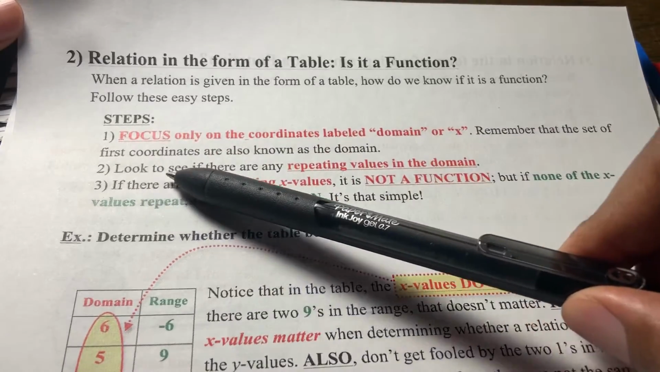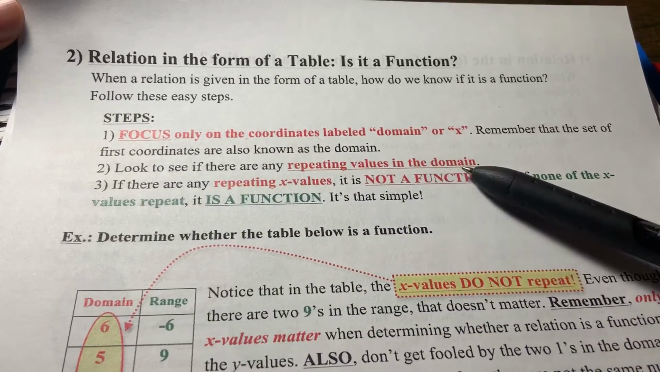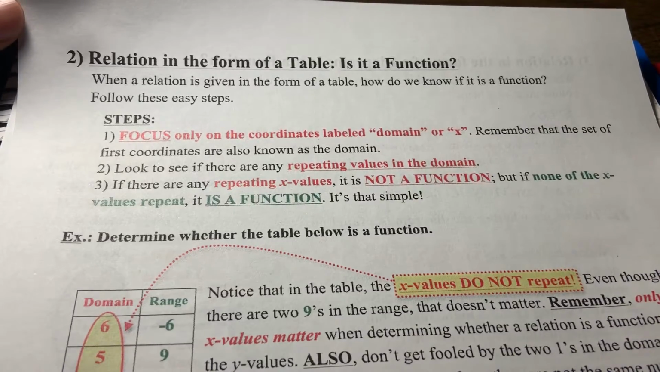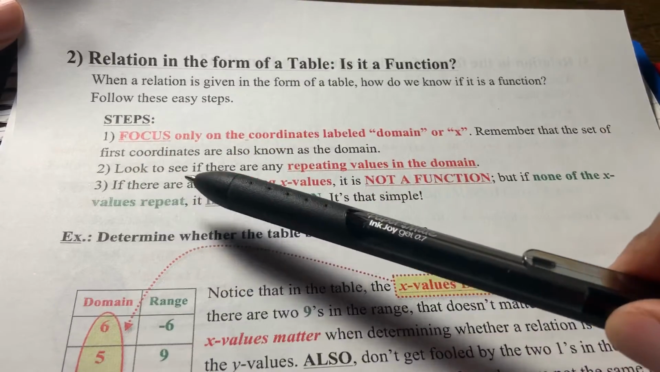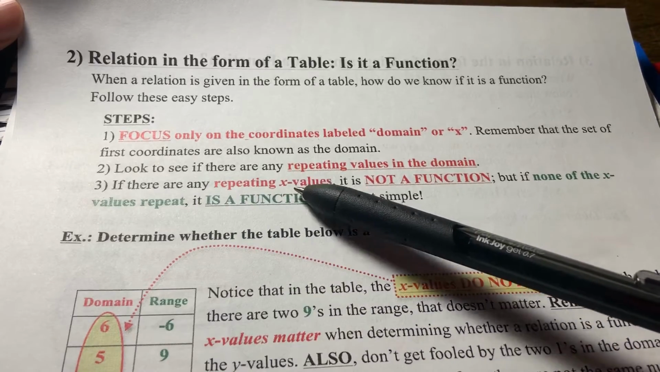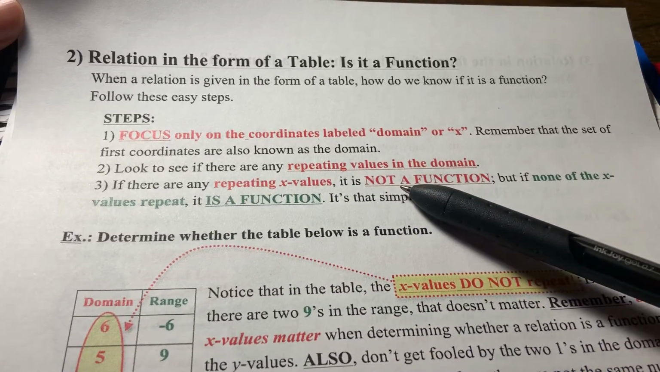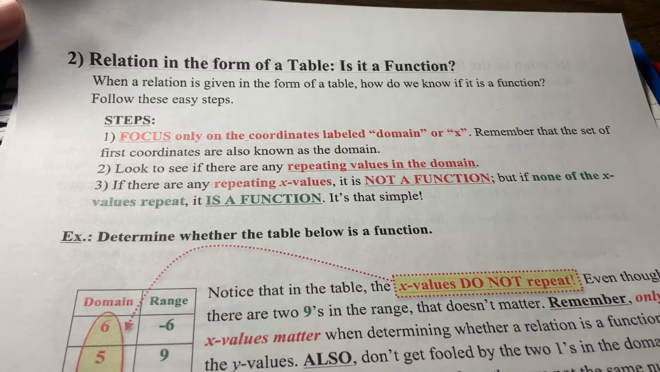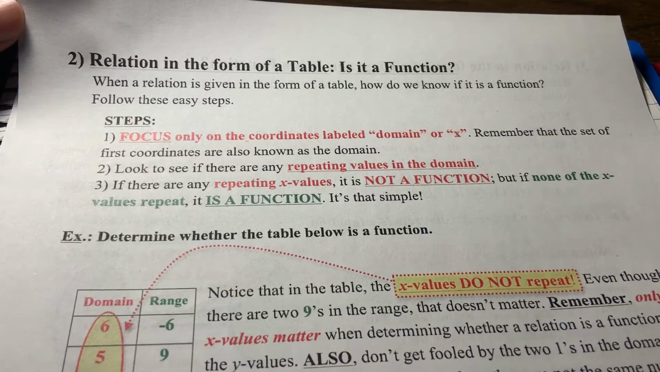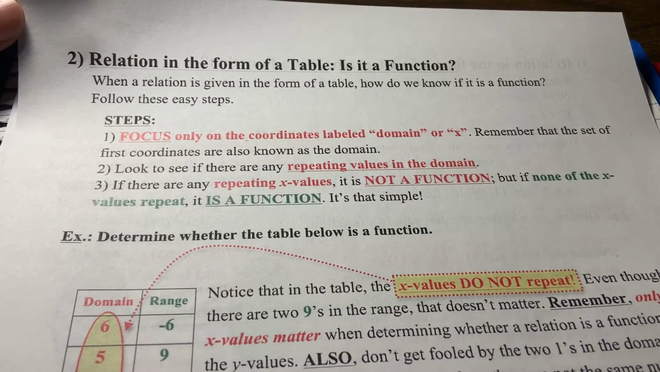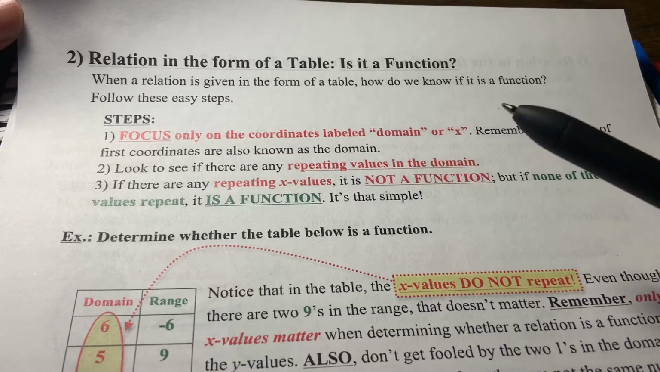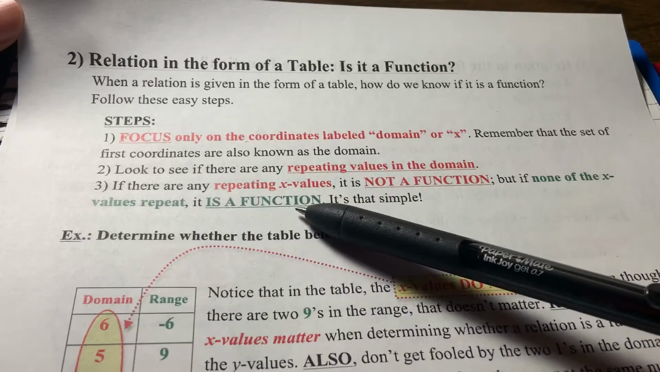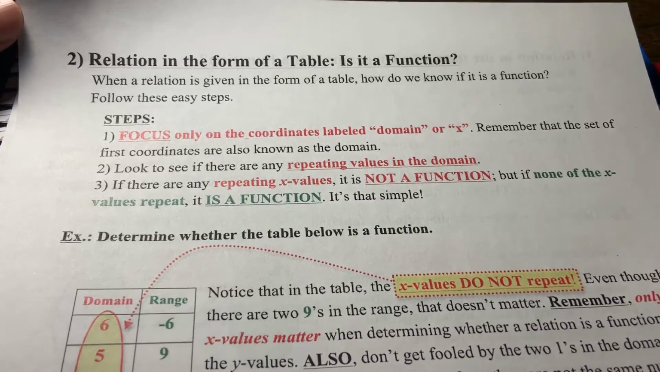Step 2, look to see if there are any repeating values in the domain. Again, we're looking for repeating values. That doesn't change. Step 3, if there are any repeating x values, it is not a function. As always, that's just how we did it when we were looking at relations in the form of ordered pairs. There was no difference. But if none of the x values repeat, it is a function. It's that simple.